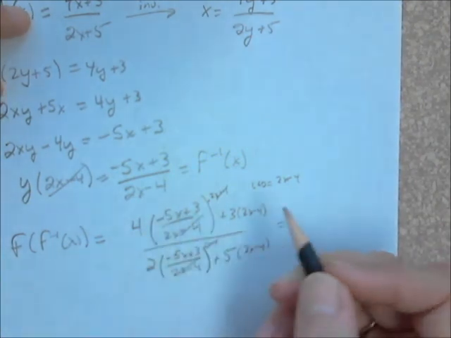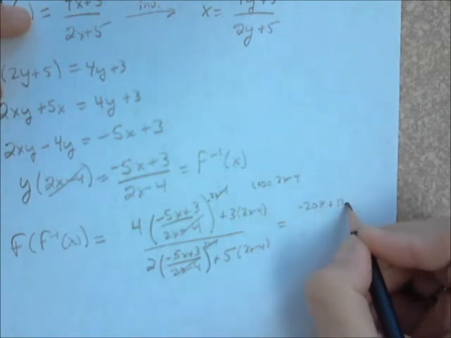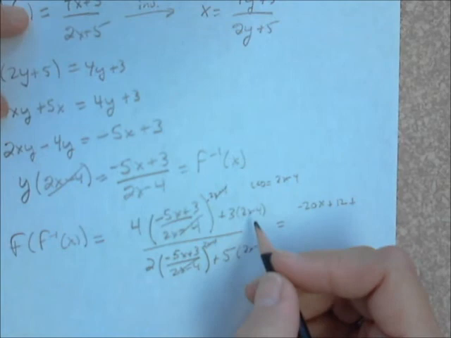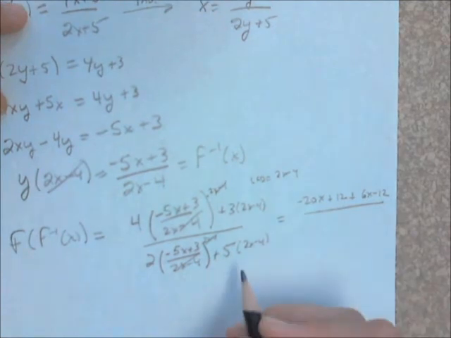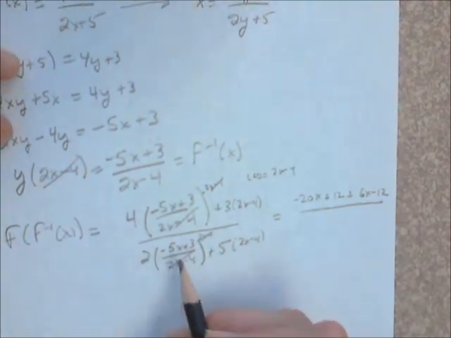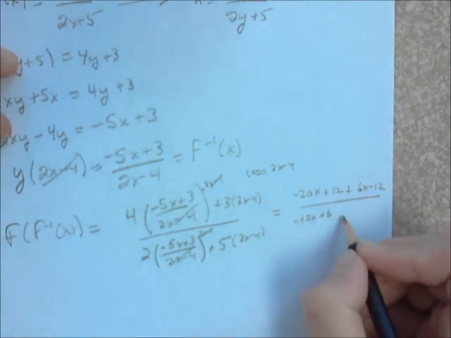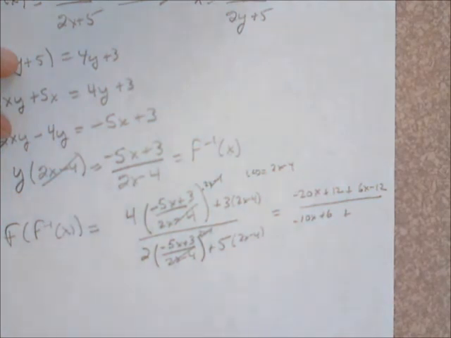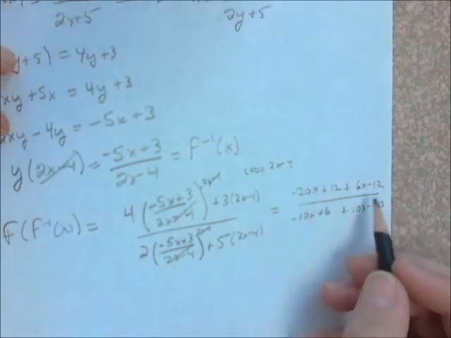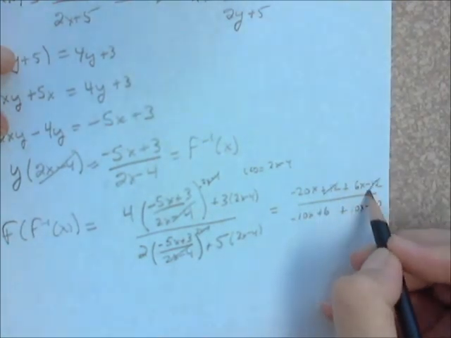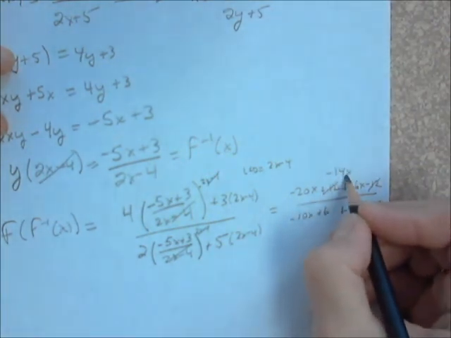Distributing the 4 through the negative 5x plus 3, we get negative 20x plus 12, plus 3 times 2x minus 4 is 6x minus 12. And in the denominator, you're going to distribute the 2 through the negative 5x plus 3. You get negative 10x plus 6, and distribute the 5 through the 2x minus 4 and get 10x minus 20. And to simplify those down, the 12s will cancel in the top. Negative 20x plus 6x is negative 14x.